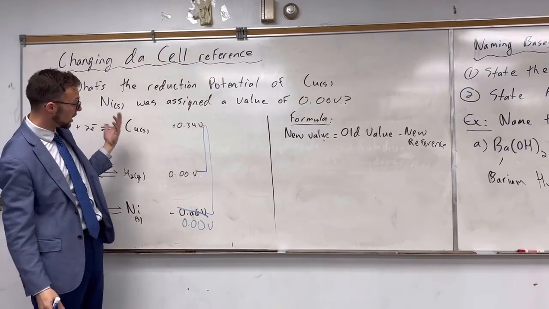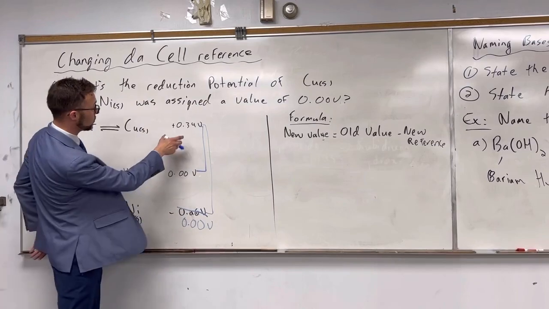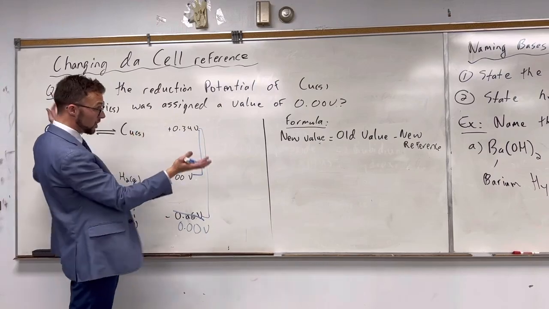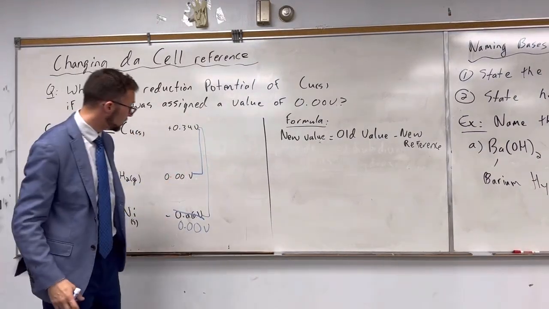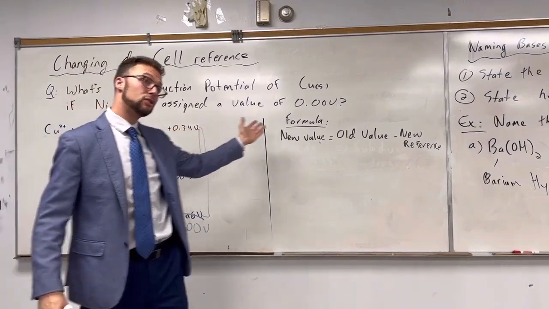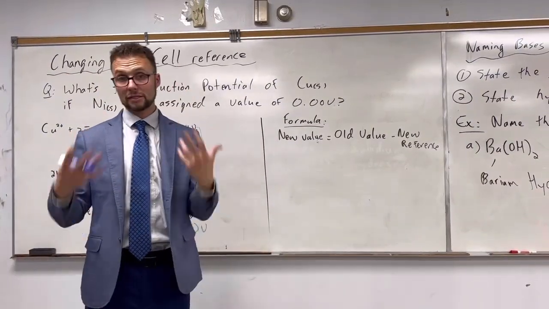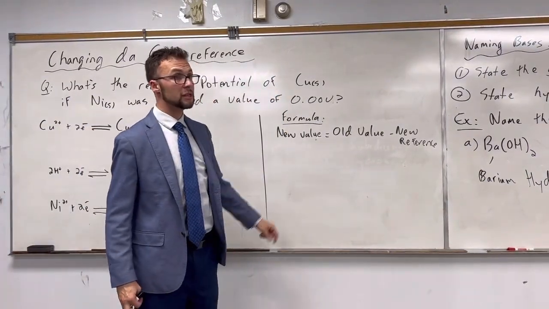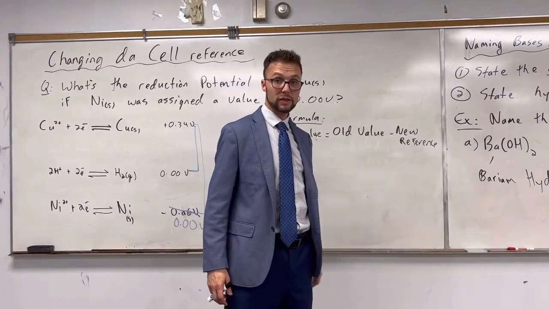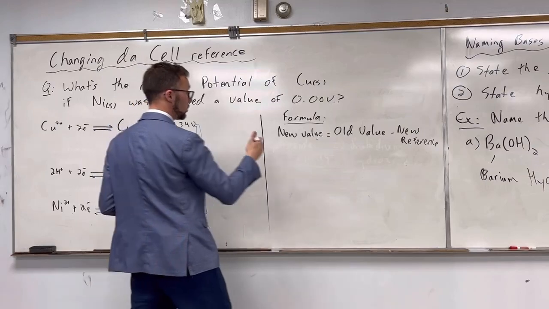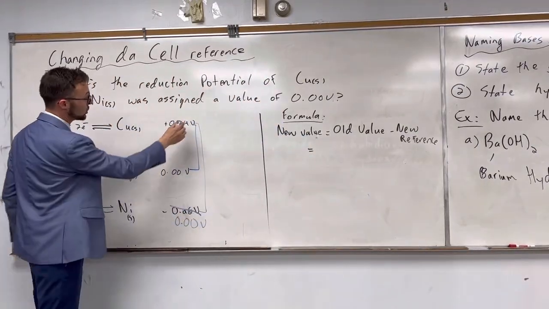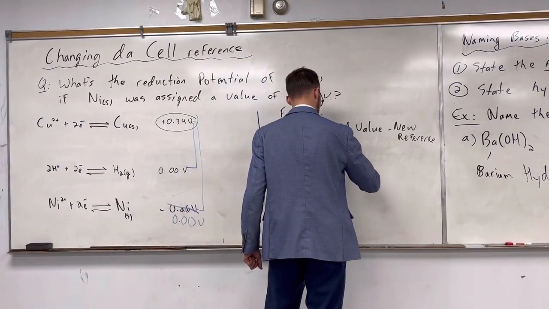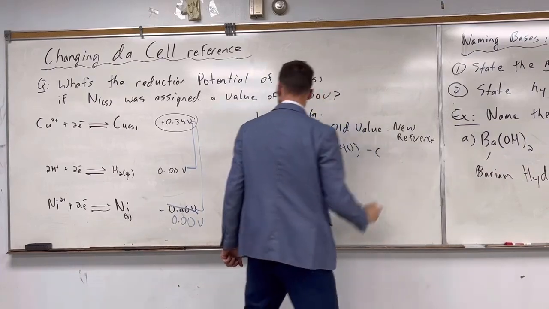Some people can do this in their head. They would just go, well, the difference between 0.34 and 0.26 would be whatever it is, and they could just do it in their heads and get the value. Other people might find it easier to use the formula. Either way, it's going to work fine. If I'm using the formula, the new value of copper is going to equal the old value minus the new reference. So the new value of copper equals the old value of copper, the 0.34, which I plug into the brackets, and then minus the new reference.